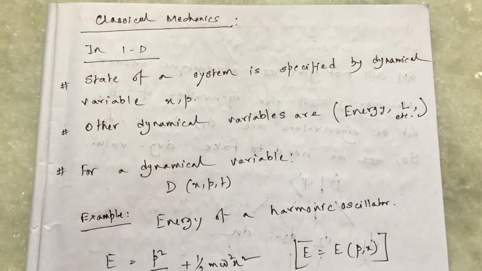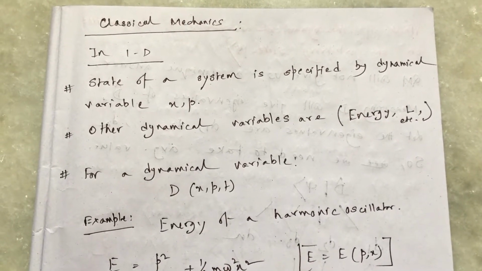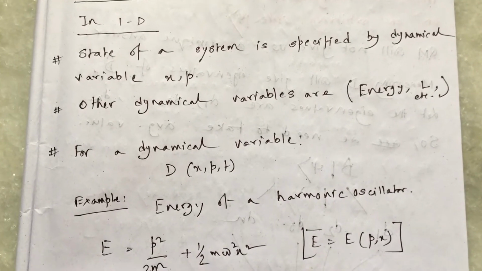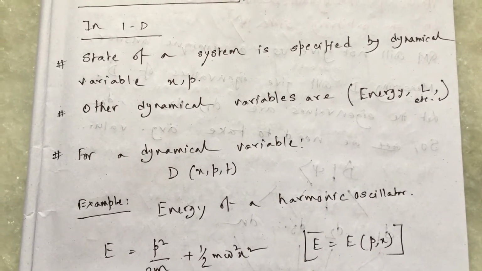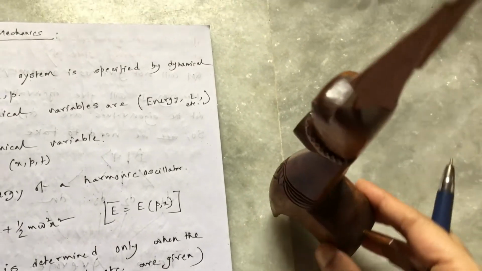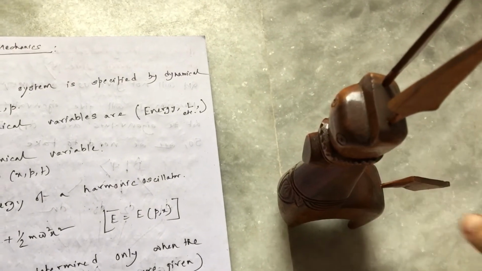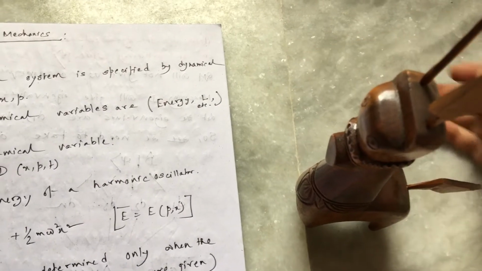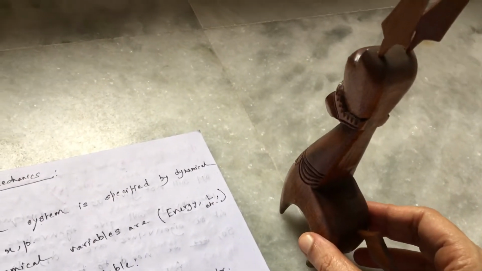Let's do a quick recap about classical mechanics. Actually, we are going to recap the one-dimensional motion of systems in classical mechanics. Suppose this horse is here, and now this horse is going to move along this straight line. So if it moves along this straight line, its position is changing with respect to time.